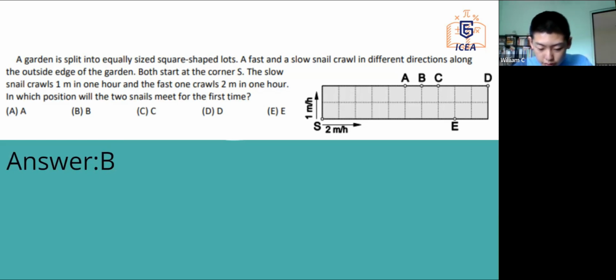Basically, the slow snail goes 1 square, Fast snail goes 2. Slow snail goes another square, Fast snail, and eventually we figure out that they meet at B.